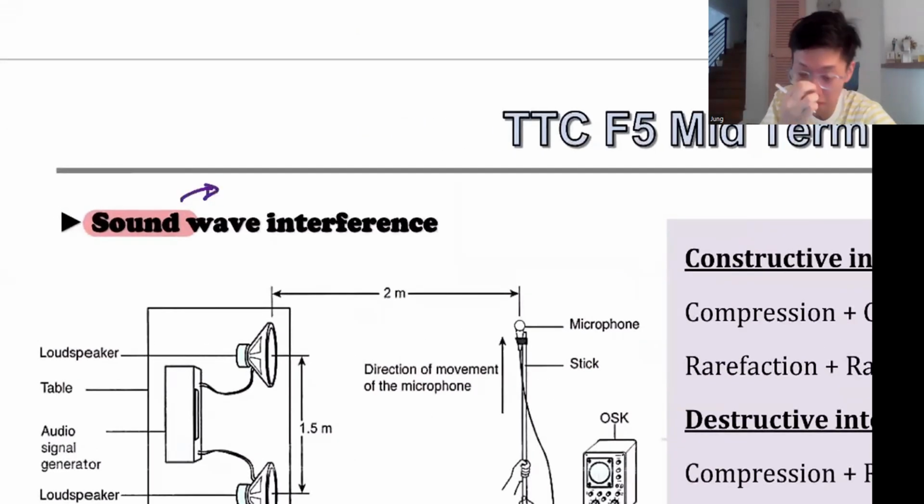Now, how many types of wave do we learn in our syllabus? We generally learn 2 waves. The first is called what? Transverse wave. The second one is called longitudinal wave. So we got 2 waves. Now, is sound transverse or longitudinal?